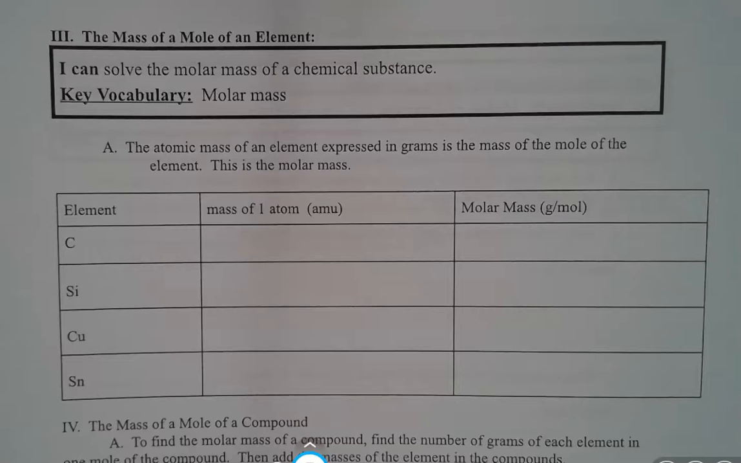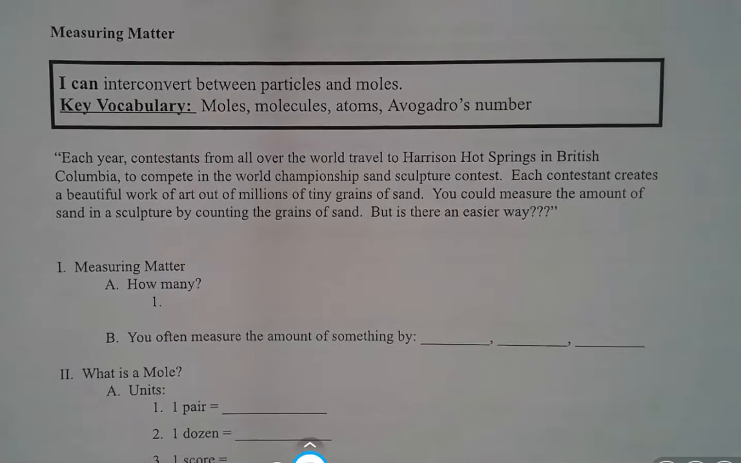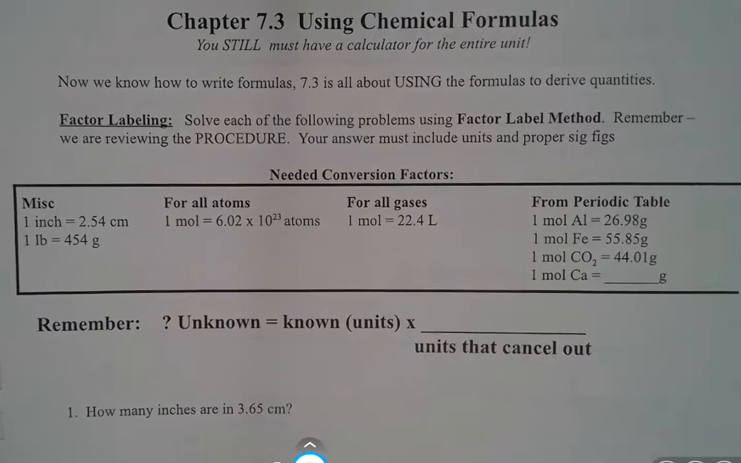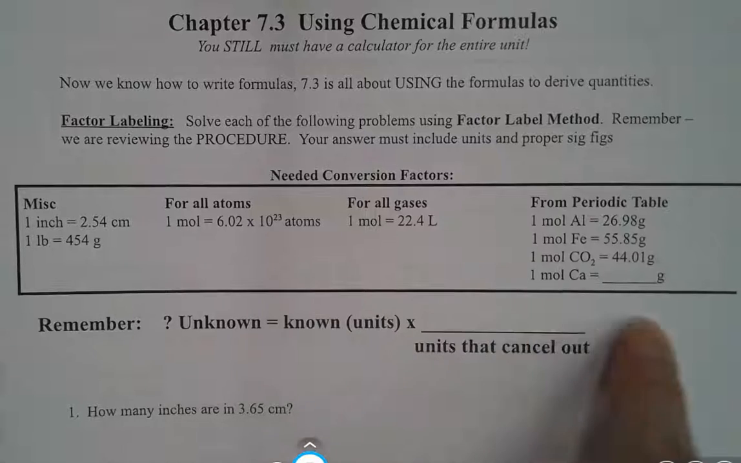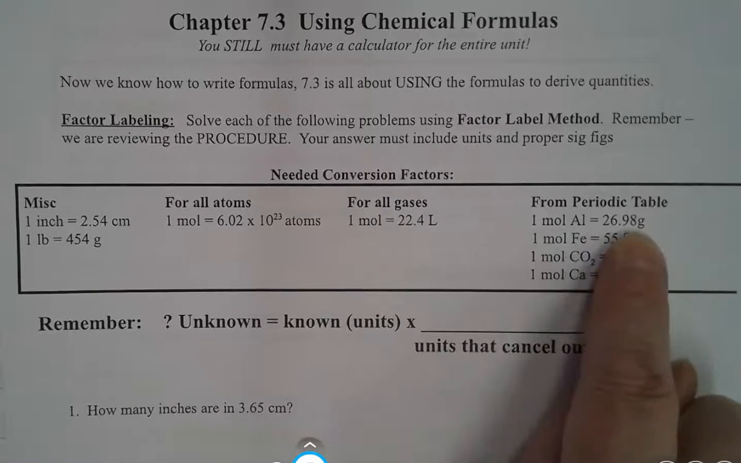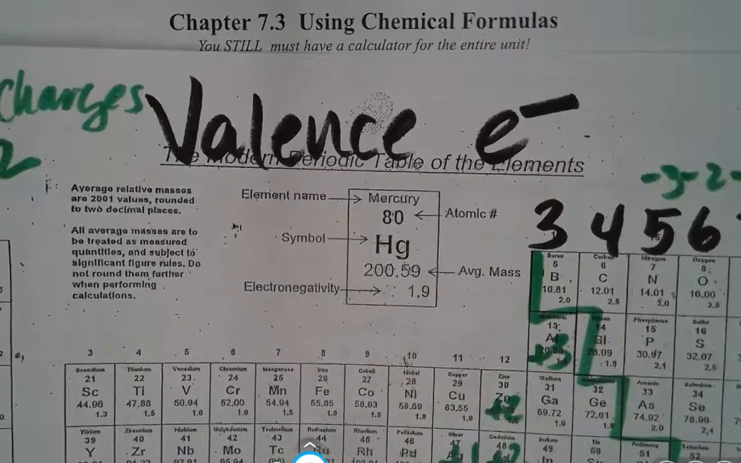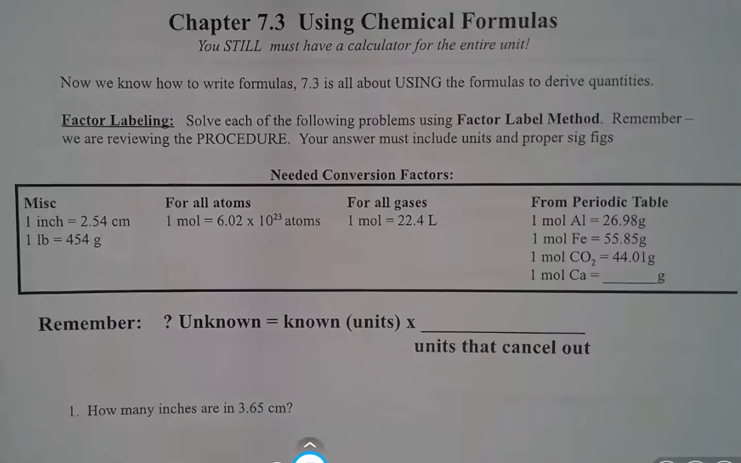Alright, welcome back. So I want to refresh your memory, and I'm going to flip back to page 3. That's page 5. Here's page 3. Remember when we talked about this? From the periodic table, we said 1 mole of aluminum was 26.98. We said that 1 mole of iron was 55.85. We said 1 mole of carbon dioxide was 44.01. Wait a minute. Carbon dioxide is not on my periodic table. Do you remember what we did in class on page 4 to figure that out?